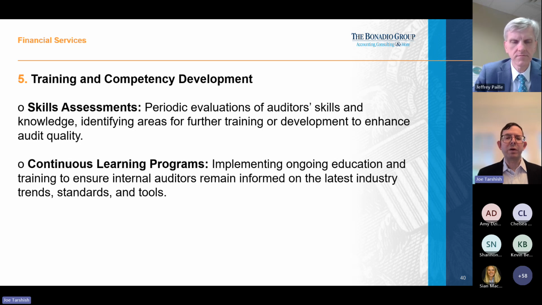And then throughout reviewing audits, whether it's an audit supervisor reviewing work papers, or whether it's QA reviewing audit work that was done, professional practices, sort of having their ear to the ground, further assessing auditor skills and identifying areas for enhancement, and then providing continuous learning, ongoing education and training to ensure that auditors remain informed on the latest industry standards, trends, and tools.